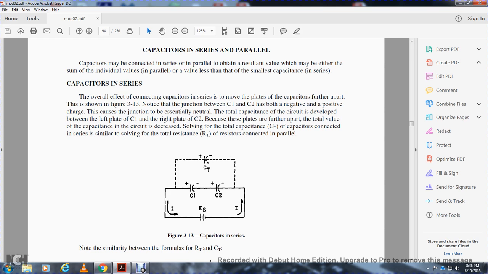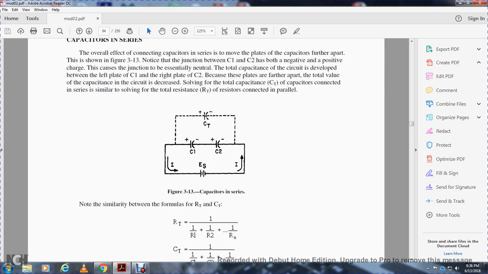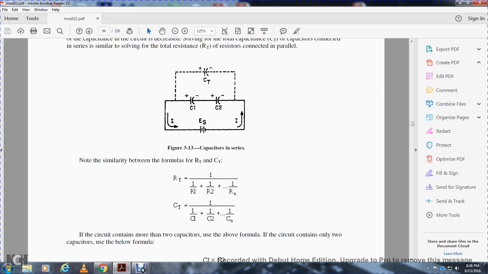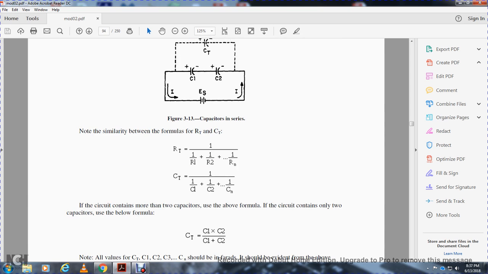It's the same formula as for total resistance, but applied to capacitance. Total resistance is equal to 1 over the sum of the reciprocals of the series resistances, for all the resistors in the circuit. Likewise, total capacitance is equal to 1 over the sum of the reciprocals of the capacitances in series. That is the formula for total circuit capacitance.